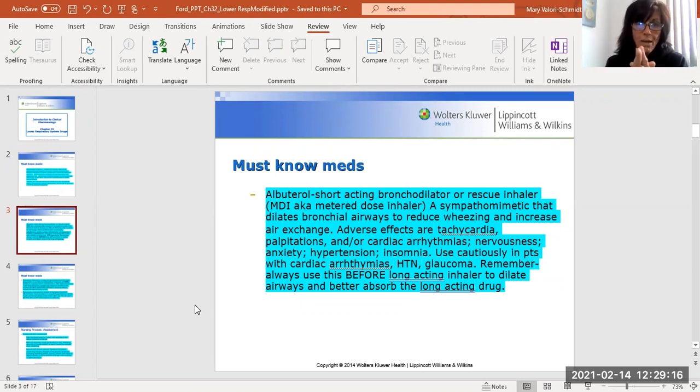There's one key thing to remember with albuterol. If the patient is ordered a short-acting and a long-acting bronchodilator, and oftentimes they are, you should always instruct them to use the short-acting one first. Because what will happen is they'll take the albuterol, and that will open up their airways, which will allow them to better absorb the next drug, which is the long-acting bronchodilator. That makes sense, doesn't it?